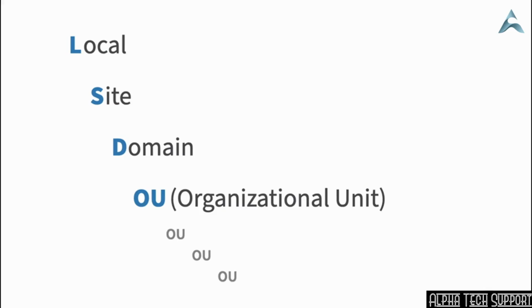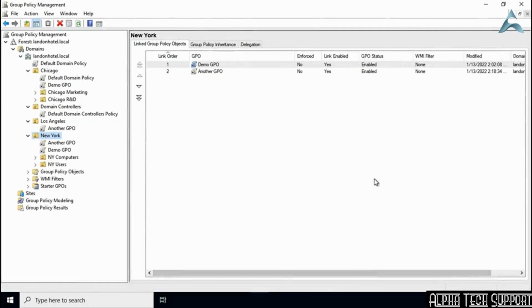Now, beyond just this LSDOU, OU, OU, OU, there is one more thing you need to know when it comes to the order of application and inheritance. To show you this, I'm going to jump away from the image on your screen and go back to our domain controller. Back here on the domain controller, I am highlighted on one of my organizational units. I mentioned this in another video, but because there are multiple GPOs linked to this particular organizational unit, we then have an order of application based upon the link order that we assign.